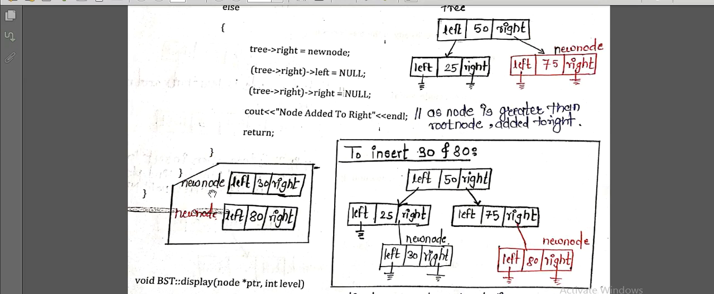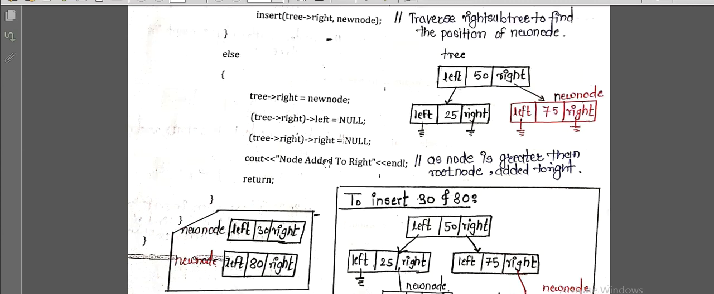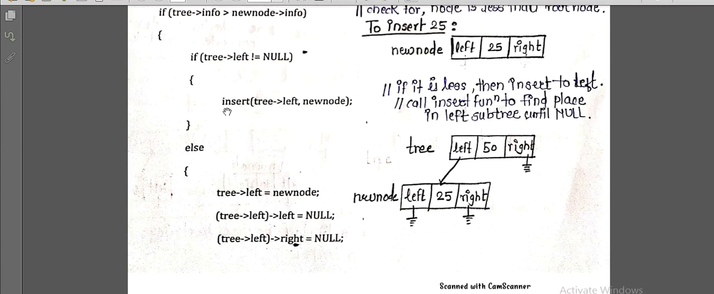Now suppose the new node is 30. We have to check it with the root element 50. So 30 is less than 50, yes, so we need to insert it on the left side. But at the left side a node is already present, so what do we have to execute? This thing: insert tree of left of new node.